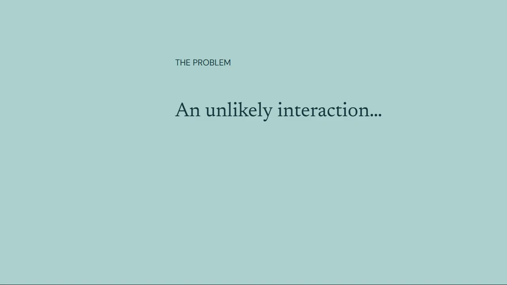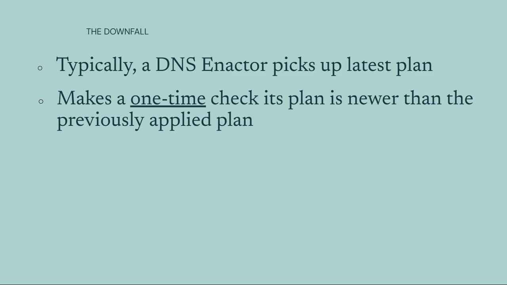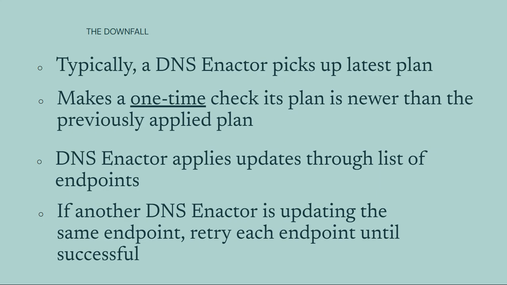So what was that unlikely interaction that caused the downfall of US East 1 on October 19th? Well, typically a DNS enactor picks up the latest plan created by the DNS planner, and before beginning to enact that plan, it makes a one-time check that the plan it intends to enact is newer than the plan that was previously enacted. If the current plan is newer than the previous plan, the DNS enactor begins to work through the endpoints which require updating. As there are 3 DNS enactors working concurrently, it's possible that during this process, one DNS enactor will be blocked by another updating the same endpoint. In this case, the enactor just retries each endpoint until all have been successfully updated.